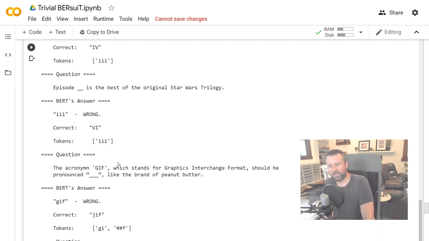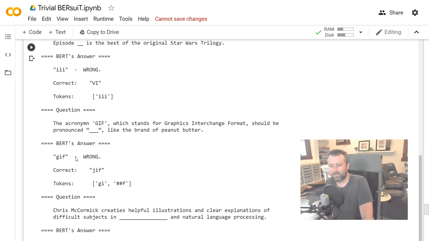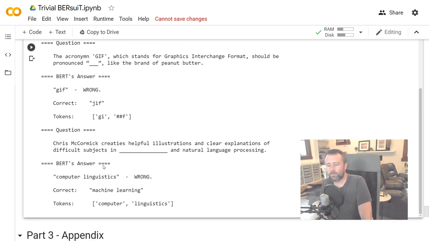The acronym GIF, which stands for Graphics Interchange Format, should be pronounced blank, like the brand of peanut butter. GIF. No. Should be pronounced like G is a J. Come on. Chris McCormick creates helpful illustrations and clear explanations of difficult subjects in blank and natural language processing. What do you think? Computer linguistics. Cool. So clearly it's inferring there from context, which is interesting. It doesn't know anything about me. But thank you, BERT. That's a very nice compliment.